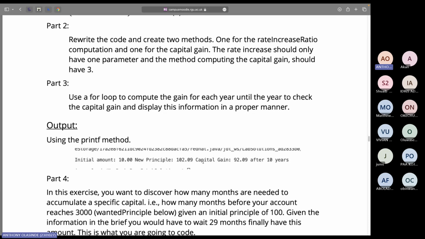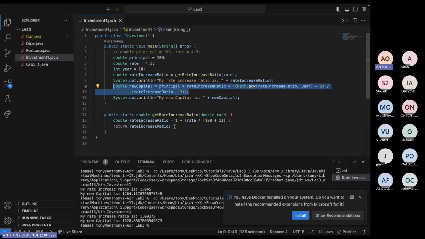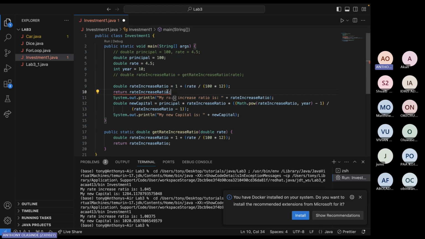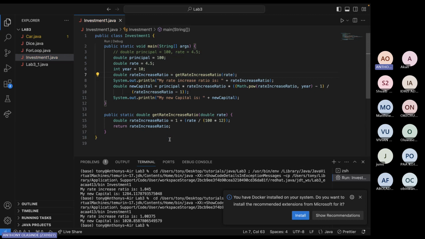Initial amount. I think this is something else. Write the code and create 2 methods. One for the rate increase ratio. We've already done that. Basically, this could have been here, right? Let's say we take this off for a bit. This could have been here, but we don't want to just plug up this place, so we just put it in a function so we can always refer to it any other time we need.